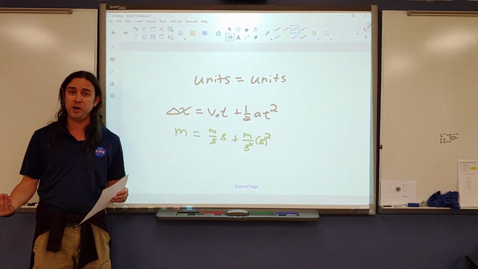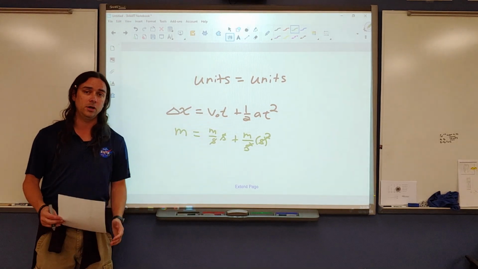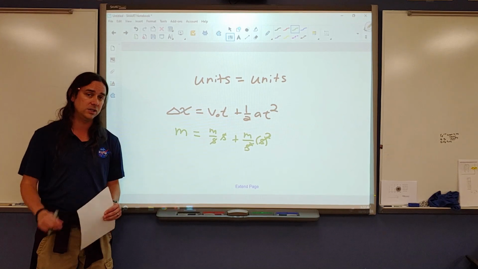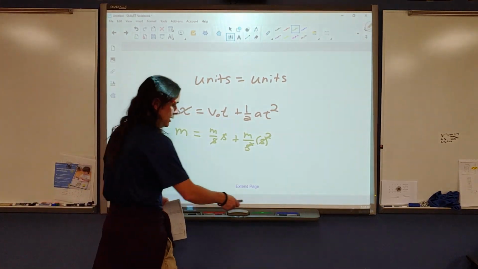So when you're deriving an expression, if you get to the end and you have some time, you might double check that your units work. If your units don't, you can be guaranteed it is not the correct answer. You might go back and maybe you can track down where you made a mistake.